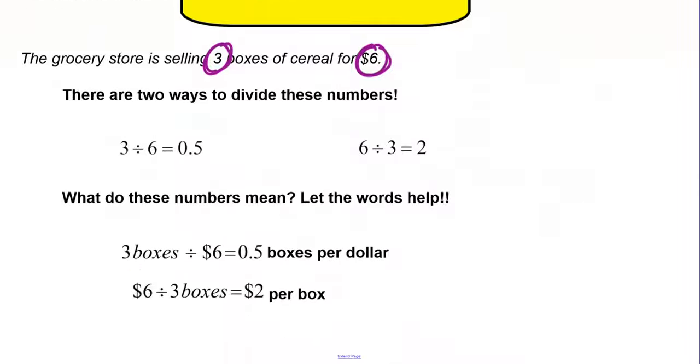If I take 3 boxes divided by $6, that 0.5 tells me how many boxes per dollar I am getting. So I get half a box of cereal for every dollar. That's the unit rate that I found because that's the order that I divided the numbers. Boxes divided by dollars tells me boxes per dollar. And then the 6 divided by 3, that was dollars divided by boxes, and that's $2 per box. Dollars divided by boxes will tell me dollars per box. So it's $2 for every box of cereal.